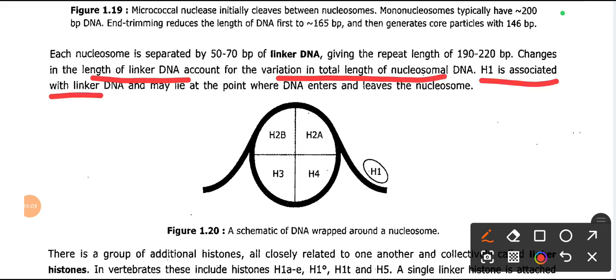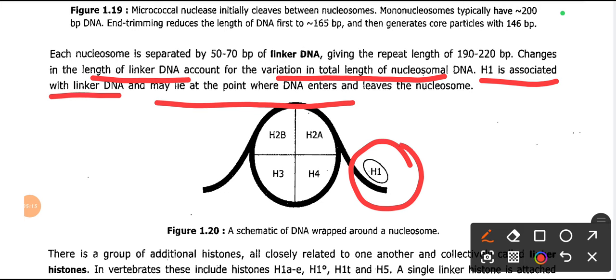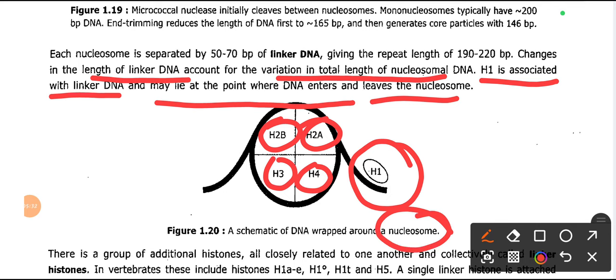H1 is associated with linker DNA, and lies at the point where DNA enters and leaves the nucleosome. This is all asked in the exam: histone is an octamer, each with two subunits, and H1 is attached to the linker at the point where DNA enters. This is the structure of a nucleosome, where DNA is wrapped around the histone core.